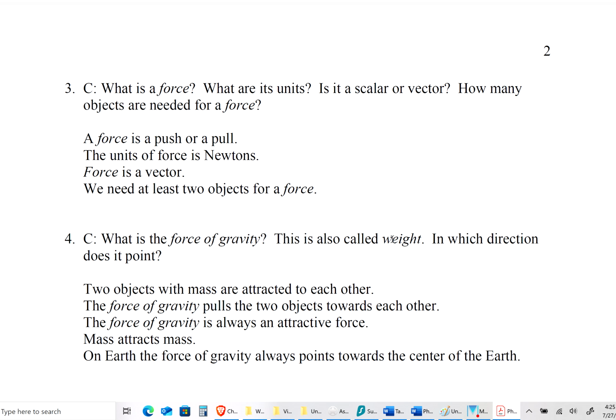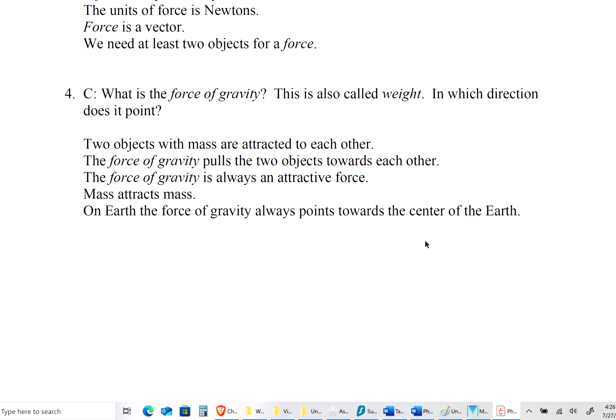Question number 3. What is a force? What are its units? Is it a scalar or a vector? How many objects are needed for a force? A force is a push or a pull. The units of force is newtons. Force is a vector. We need at least 2 objects for a force. For example, I push the wall, the wall pushes me. I pull on the box, the box pulls on me.